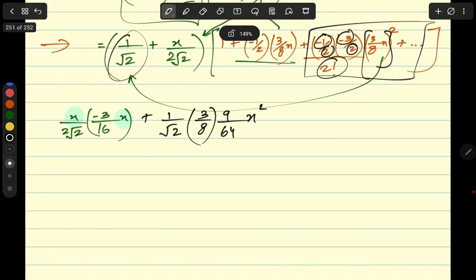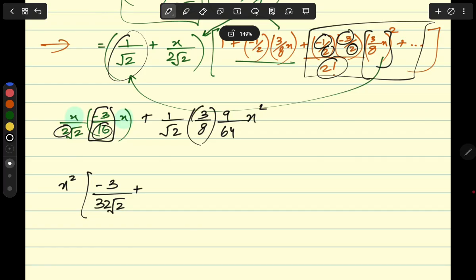So if I take x squared common, what do I get? I get negative 3 over 16 times 2 is 32 root 2, right? Plus this is 3 times 9 is 27. 8 times 64 is whatever, I don't want to get into that. Probably 512. So this is 512 root 2. So this is going to be plus 27 over 512 root 2, right?